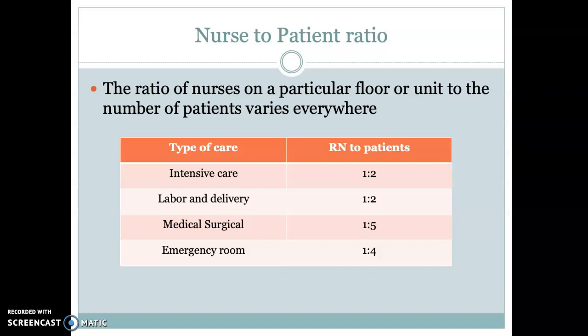So for example, in an intensive care unit, with higher acuity, you're only going to have one nurse to two patients, compared to a medical surgical floor, where the patients have less acuity, it's going to be one nurse to five patients, and so forth and so on.